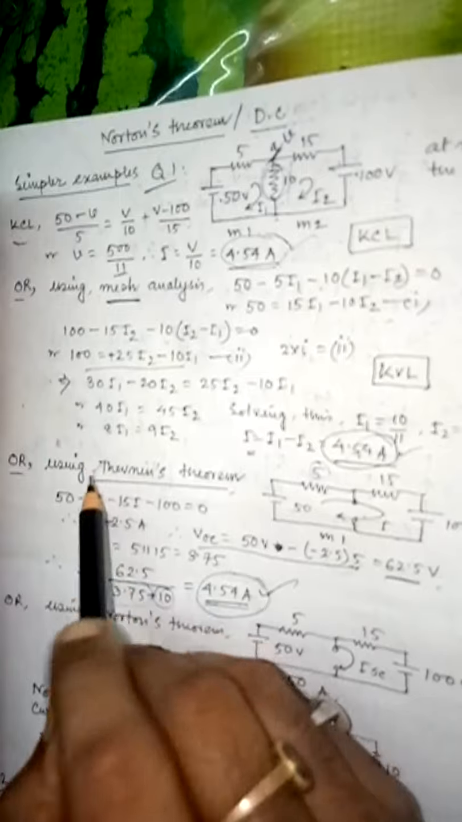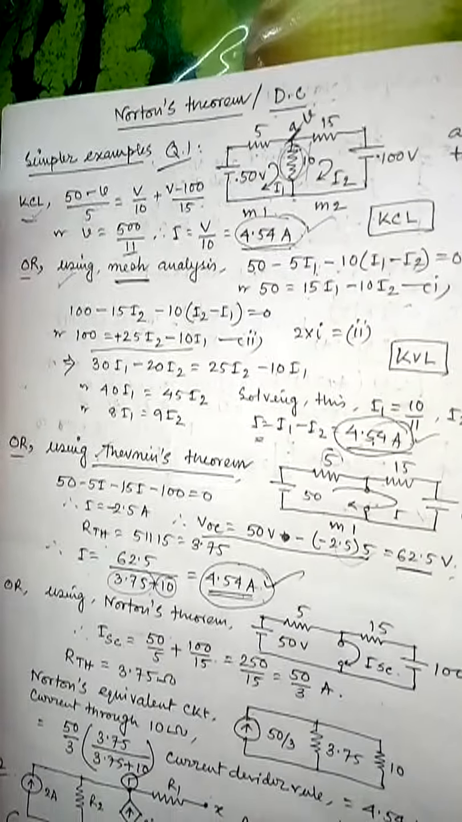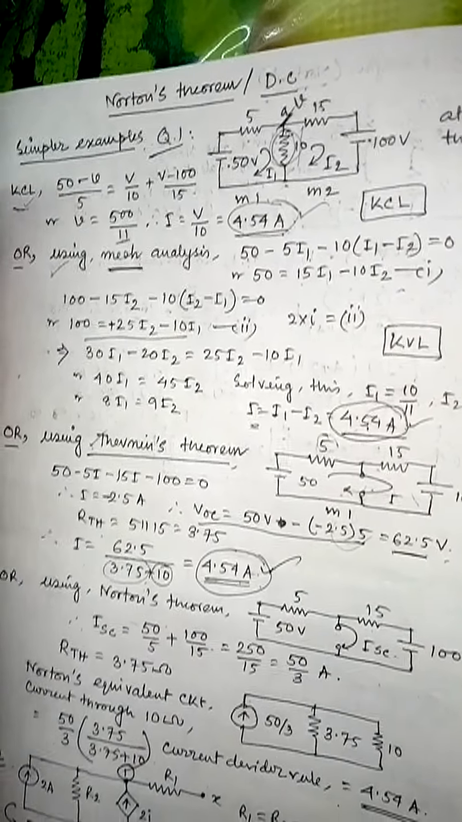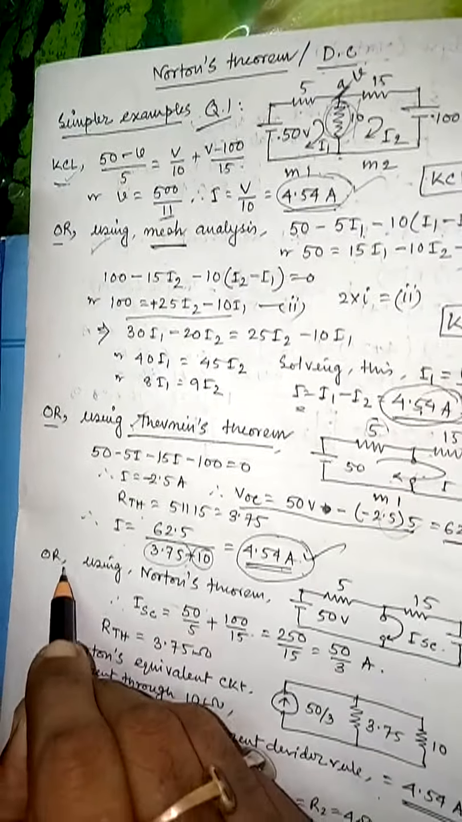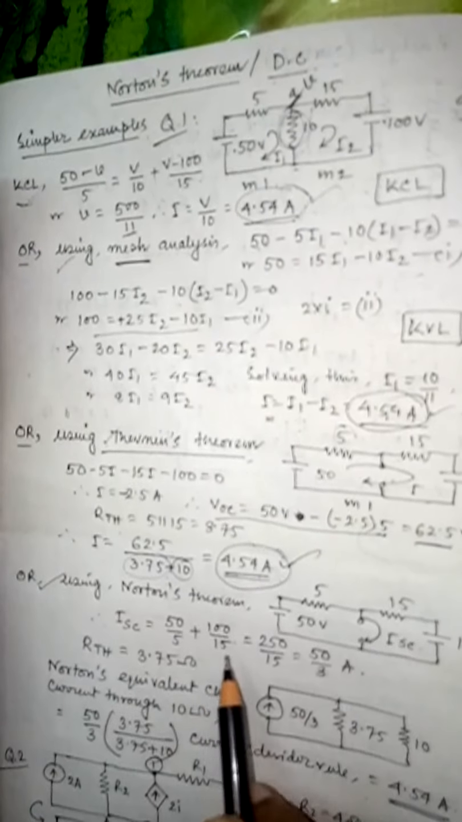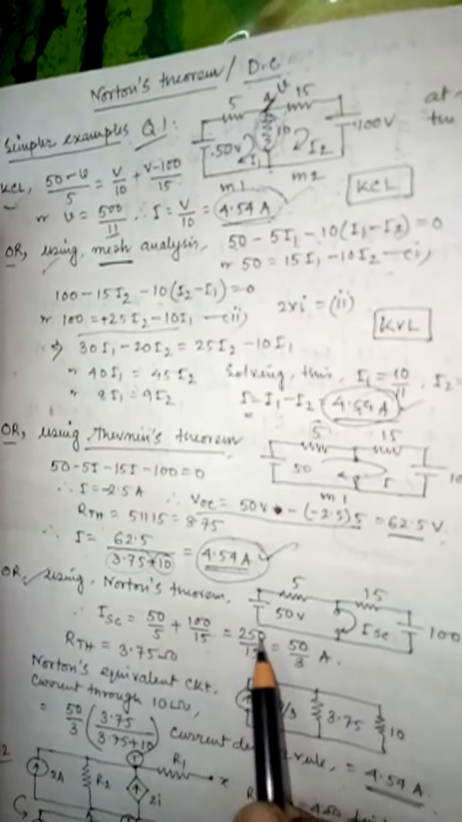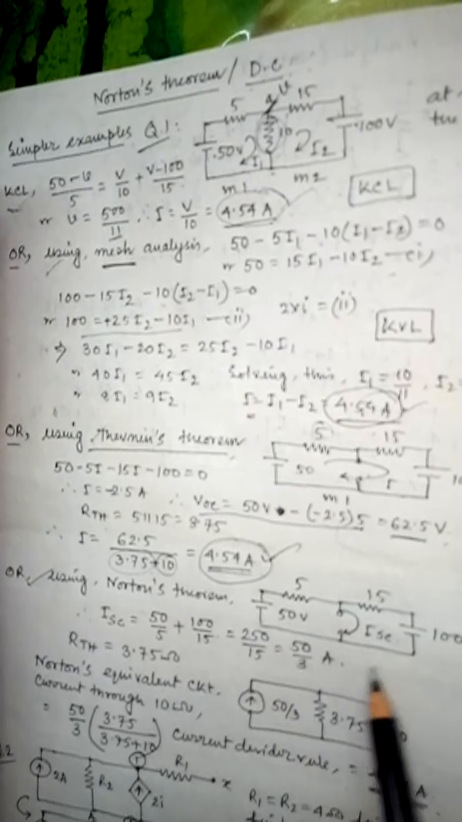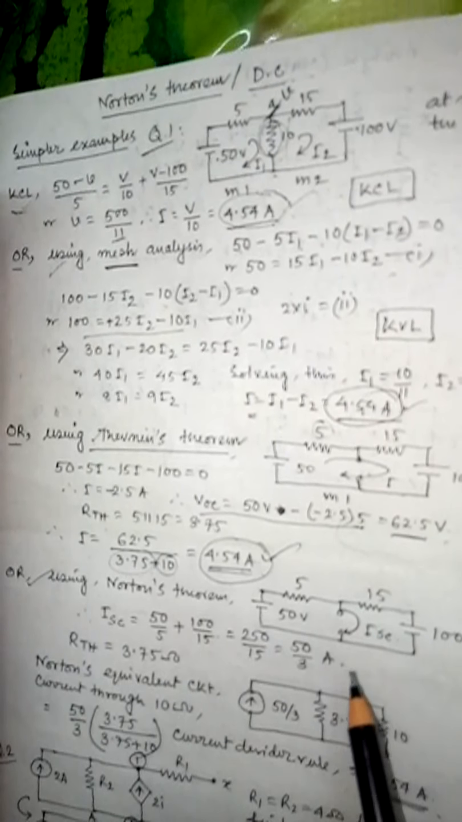The three answers are the same. We are using Thevenin's theorem, we are using mesh analysis, we are using KCL. Fine. Now our today's objective is using Norton's theorem on that. So if you are using Norton's theorem on the same one, how to get that? Here it is a basic circuit that I have already shown to you.